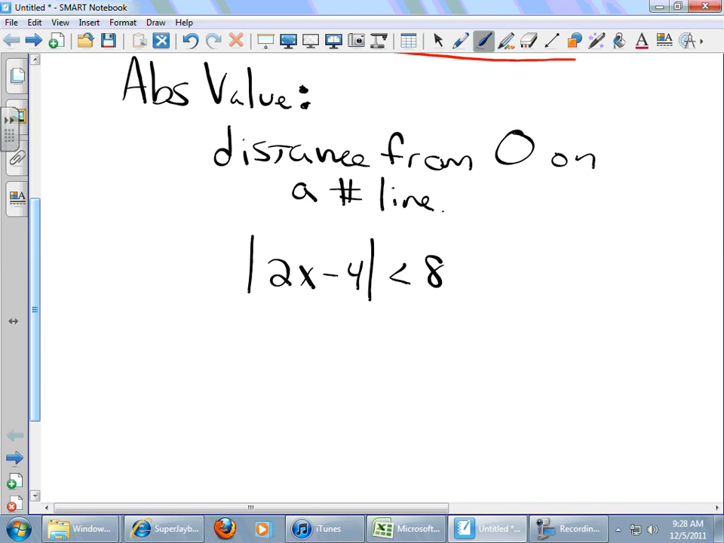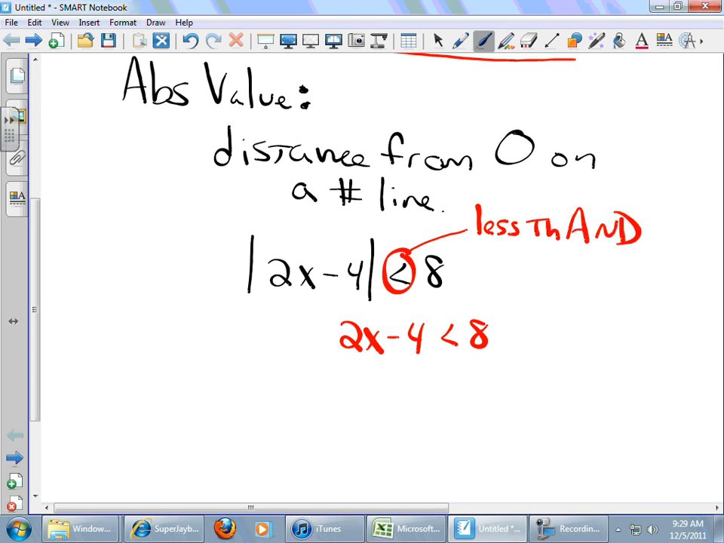Okay. To solve this, this is actually a compound inequality in disguise. We need, first of all, to take what we see without the absolute value. 2x minus 4 is less than 8. Now remember my little trick in class today. I don't read this as a less than. I read that as a less than. And I know ands often look like this. They have two inequalities facing the same direction, and things are sandwiched in between.